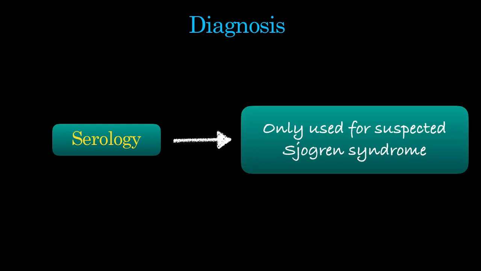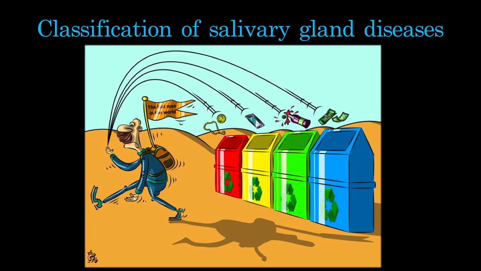The last thing from the special investigations that we can use for diagnosing mainly Sjogren syndrome is serology, and I will postpone this part until we talk about Sjogren syndrome in detail. Next time we'll be talking about the classification of salivary gland diseases and start talking about each disease in more detail. Thank you, and please, if you have any questions, just let me know, and I hope everything was clear to you.